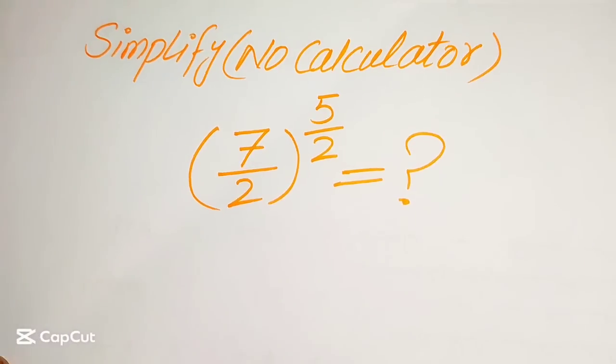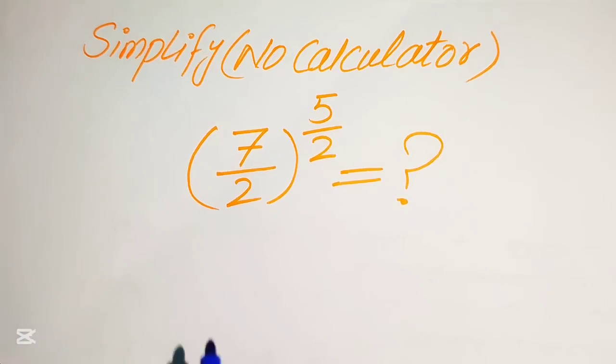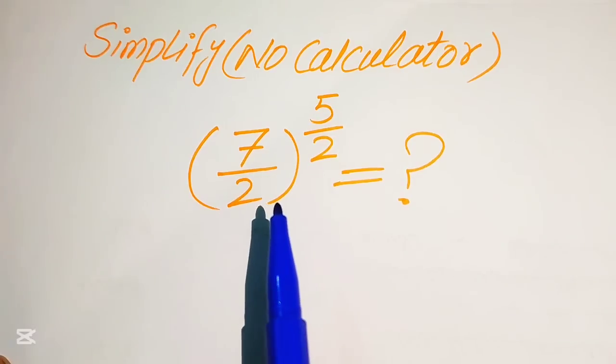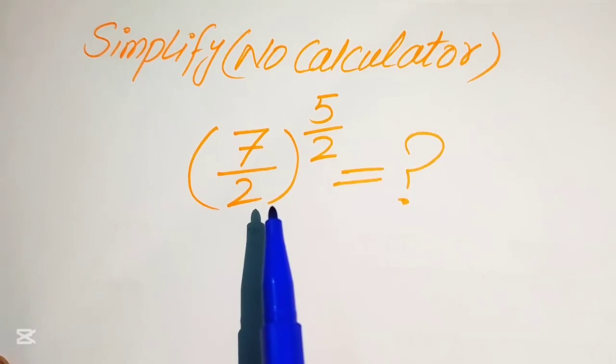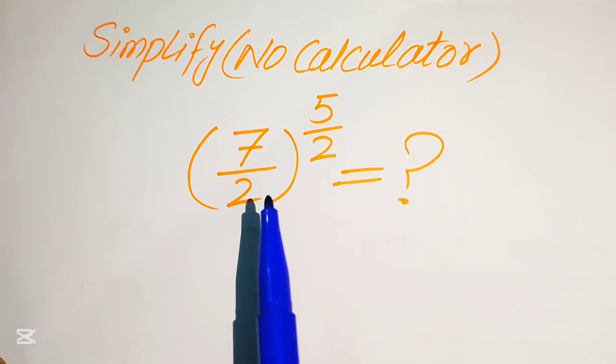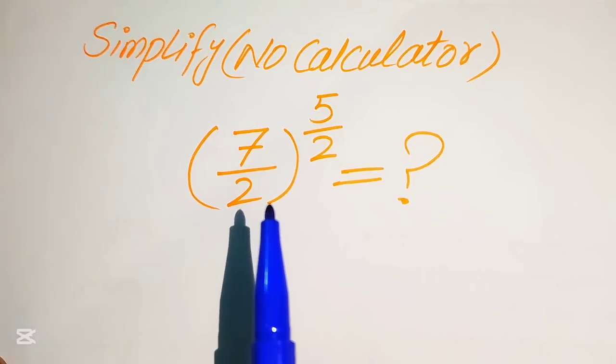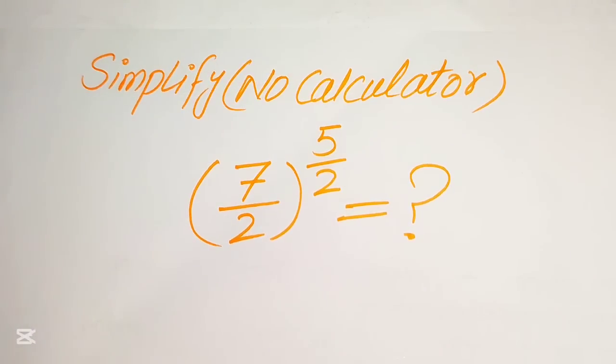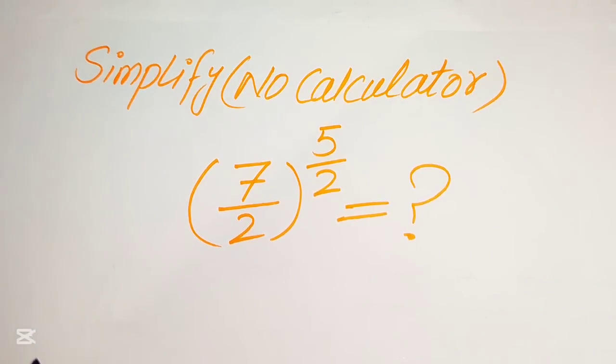To simplify this algebraic expression, 7 over 2 to the power of 5 over 2, we will simplify it into the lowest form. But remember one thing: a calculator is not allowed in this problem. It means that we will show all of the working on this paper.